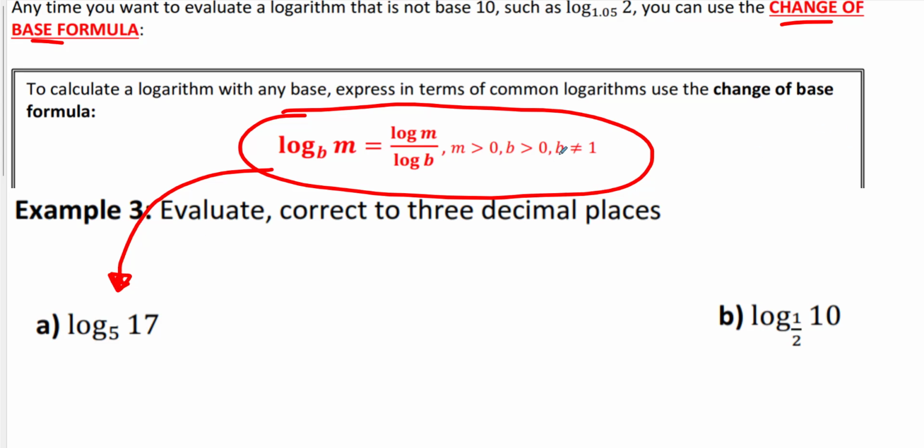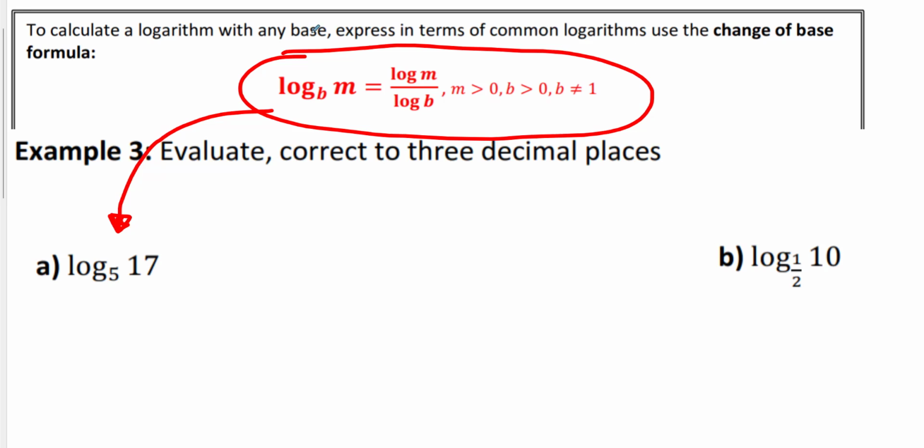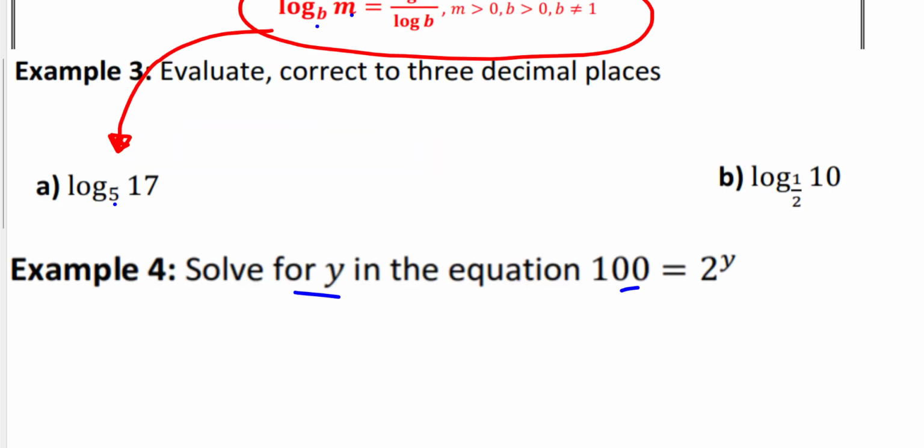Alright, so let's see how do you do this. Well, we know that log base b of m. So b in this case is 5, m is 17. This is going to equal log of 17 over log 5. And this you can just plug into your calculator. Okay, and what do you get? So you should get 1.76, and that's it. So change of base formula is pretty straightforward. Keep going.